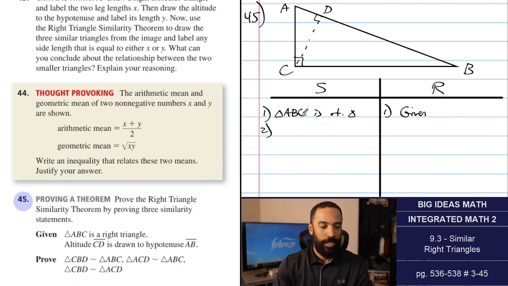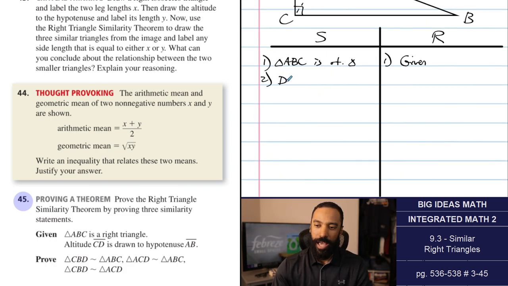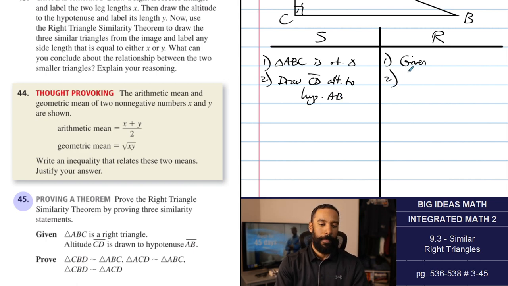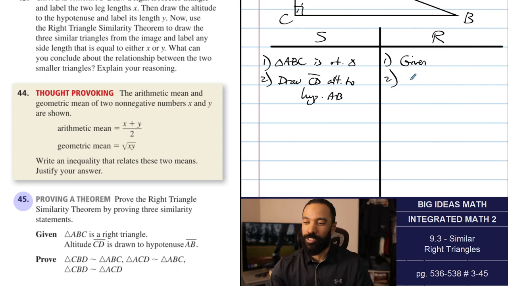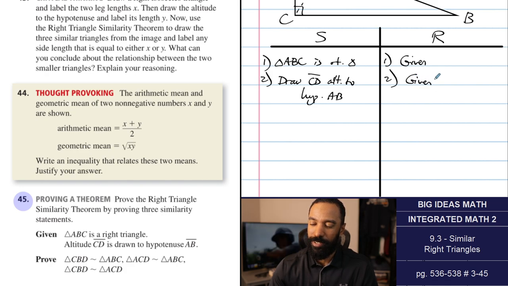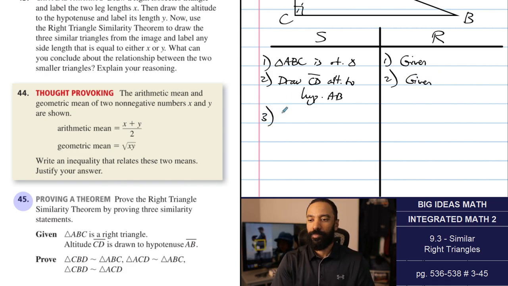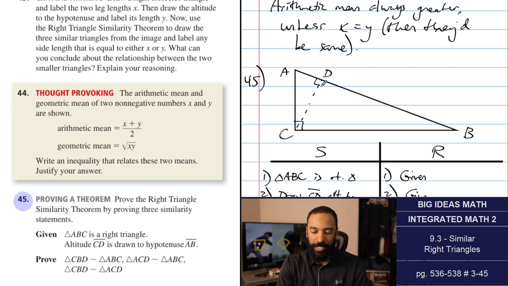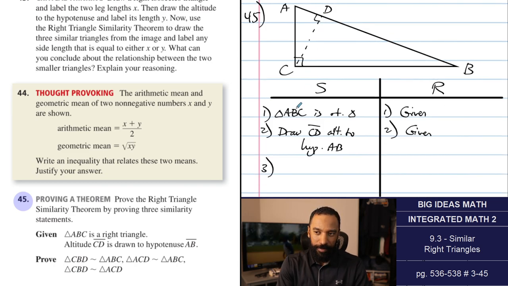Two, draw altitude CD to hypotenuse AB, which I already did. What do they call it? I guess given. I was going to say perpendicular postulate, but it's given. Okay. An altitude creates a right angle.